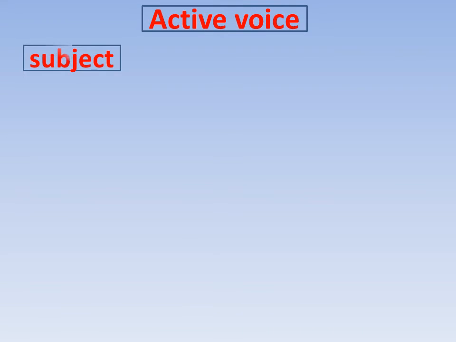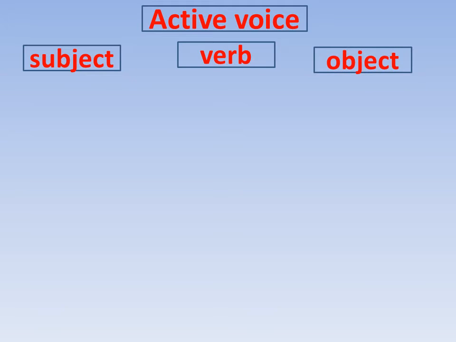and let's explain more about the active voice and the passive voice. When we use the active voice, we start with the subject of the sentence. Then we put the verb, then the object. Subject, verb, object.